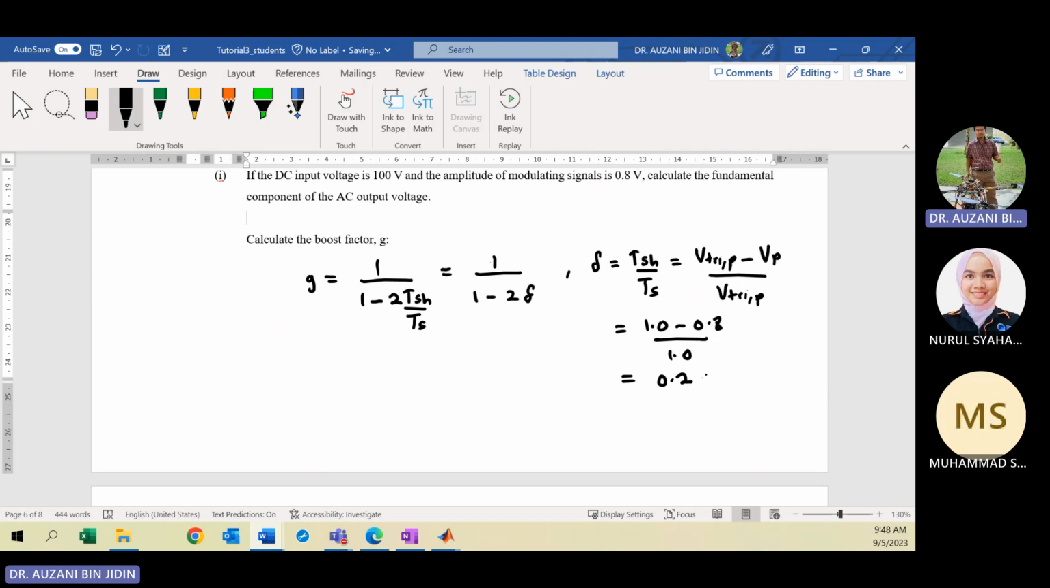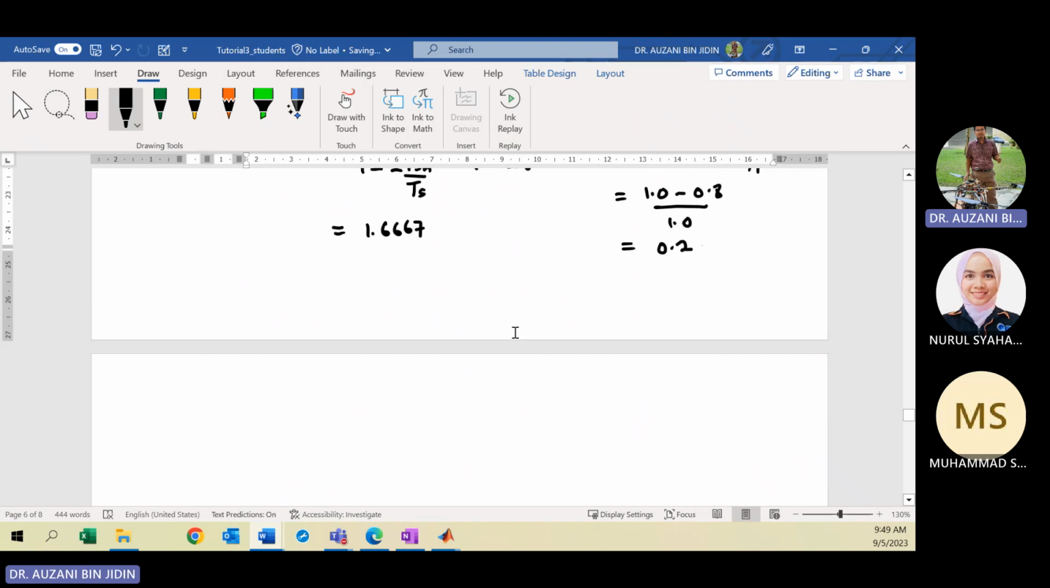Fine? So then you can calculate the G. You substitute the delta, where delta is 0.2, then you get G is 1.6667. So G value is much larger than 1. Actually you can increase the G value by controlling the VP.